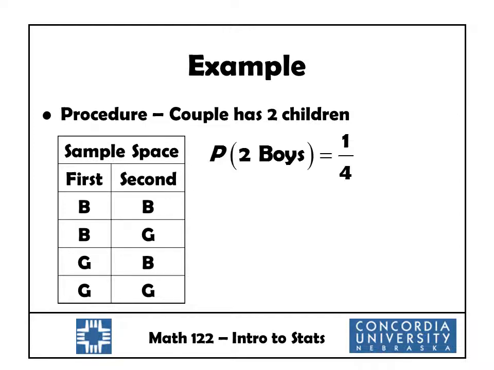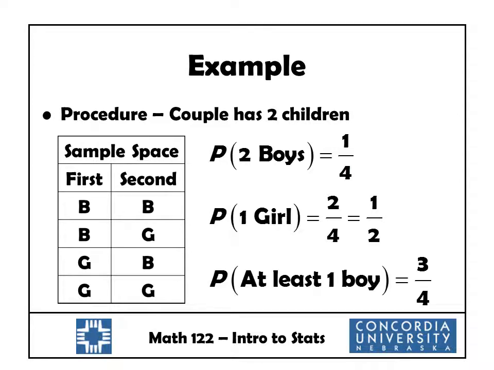So for instance, the probability that we have exactly 2 boys would be 1/4 because we have 4 outcomes, and in exactly one of those outcomes we have 2 boys. The probability that we have 1 girl would be 2/4, which is equal to 1/2. The numerator there is 2 because in 2 of those outcomes I have 1 girl. I could have boy girl or girl boy. So 2 outcomes which have 1 girl divided by 4, the size of my sample space, is 1/2.